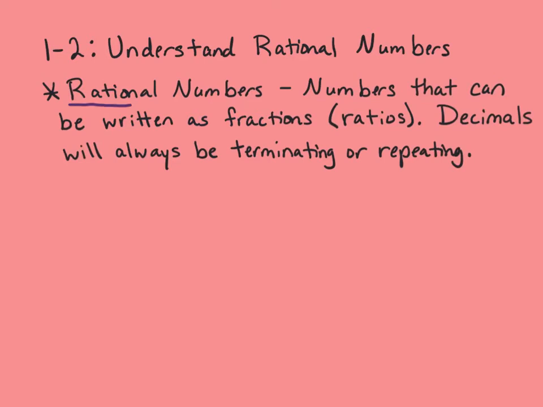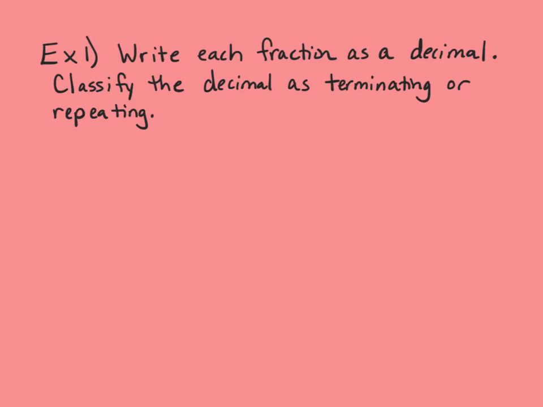Now, you could see a rational number as an integer, or you could see it as a fraction, and you could see it as two different types of decimals. It could be a decimal that is terminating, that means it ends, or it could be a repeating decimal. For example 1, we're going to write each fraction that's given as a decimal, and then classify the decimal as either terminating or repeating. All fractions, when converted to decimals, are either terminating or repeating decimals.